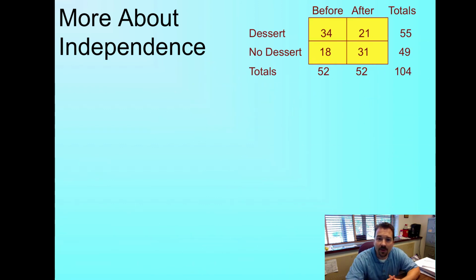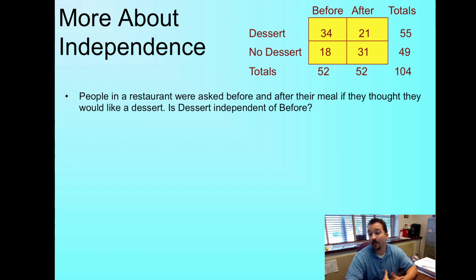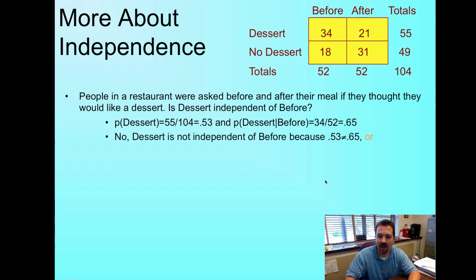All right, another example here, arguably a more fun example. People in a restaurant were asked before and after their meal if they thought they would like a dessert. So the question that you can ask is, is dessert independent of before? So dessert, this row, is it independent of this column, before? So the probability of dessert, this row as a whole, is 55 divided by 104, 0.53. Is it the same as the probability of dessert given before? So it's given before, we know we're dealing with this column. Look for dessert. 34 divided by 52 is 0.65. Indeed, they are not independent. These are not the same.